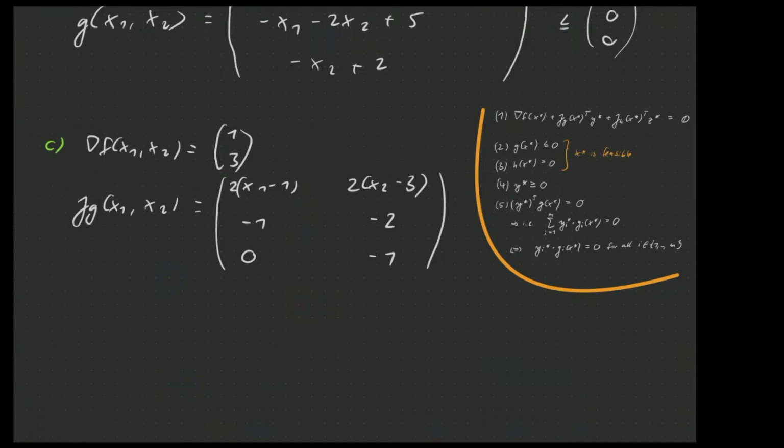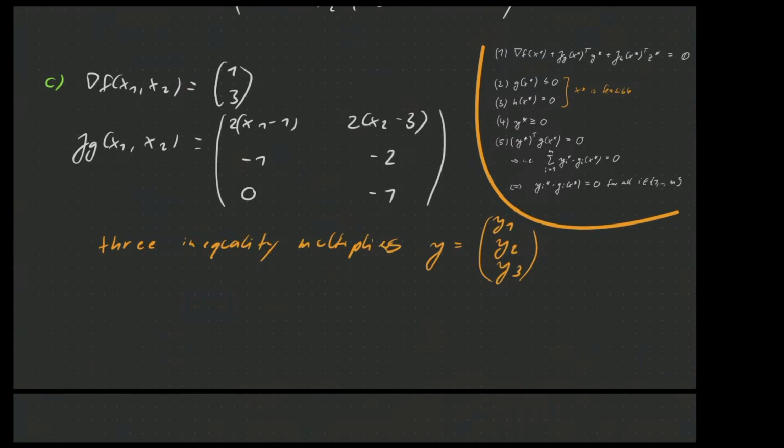And then we're ready to write down the KKT conditions here. So remember, there's no h, so this part we just don't need that. For the y vector, the multipliers, we have 3 inequalities, so that means we have 3 inequality multipliers. So let's call those y1, y2, y3. And then we can write down this condition here.